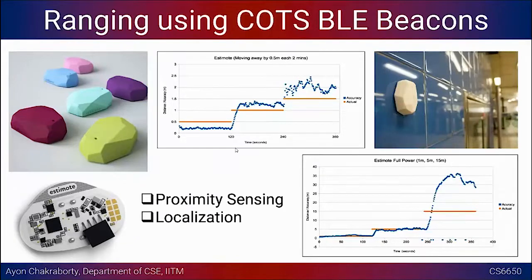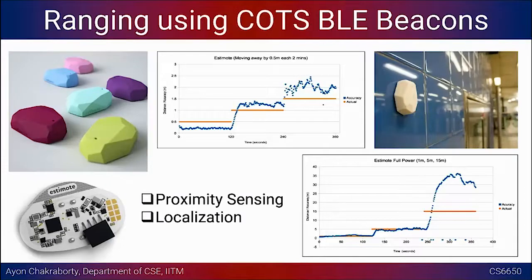And these are off the shelf devices, COTS meaning commercial off the shelf. There is a company called Estimote that already sells these beacons. You can place these beacons on the wall, and they give you a mobile application where you can figure out the signal strength, and they have a model to convert the signal strength into a distance. So this could be used for proximity sensing or localization, both of them.